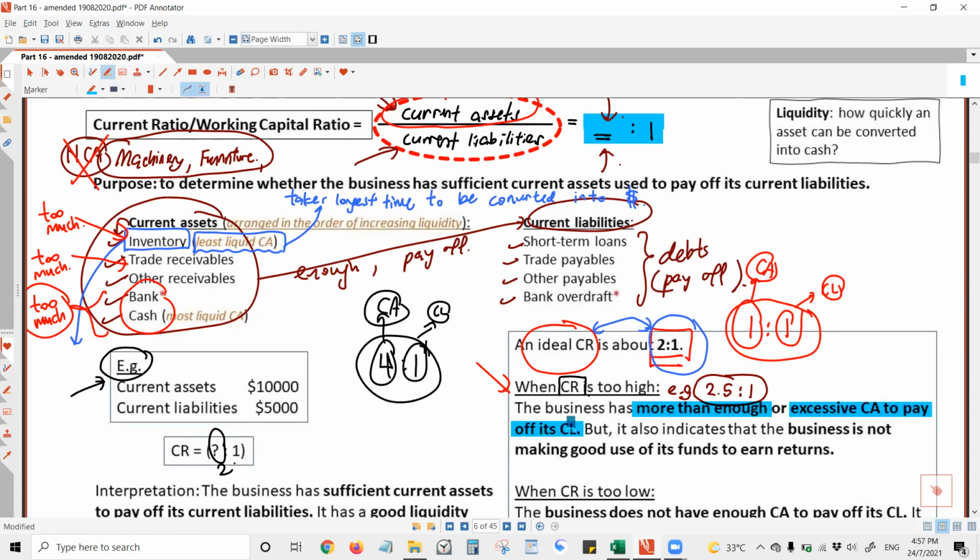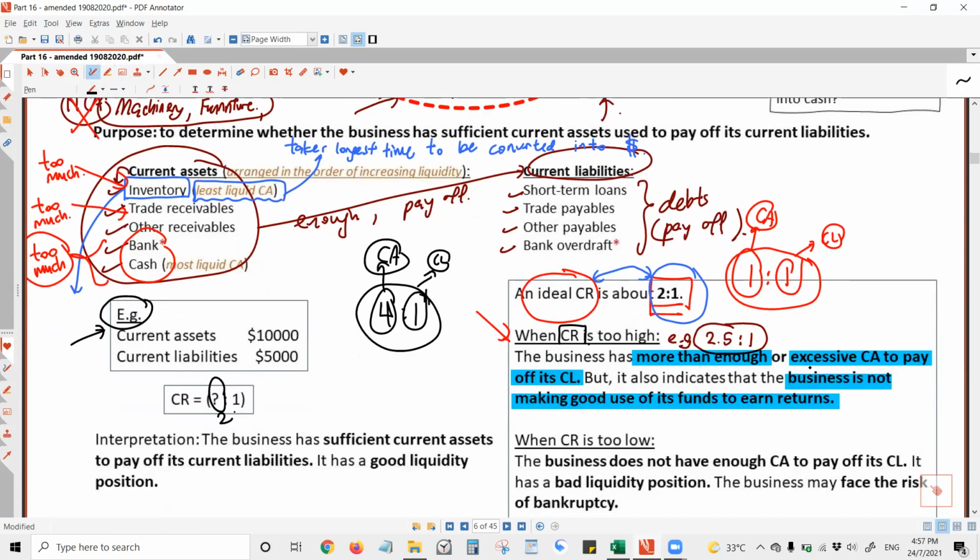Okay, and then if it's a 2-mark question, you continue to write: business is not making good use of its fund to earn returns. And then you continue to write, comma, perhaps by expanding the business. Of course, once again, it's a matter of opinion. Some people do not want to take risks. Some people want to maintain the size of the business. They don't want to make it too big. They just want to earn a reasonable level of profit. Okay, it depends on the individuals.